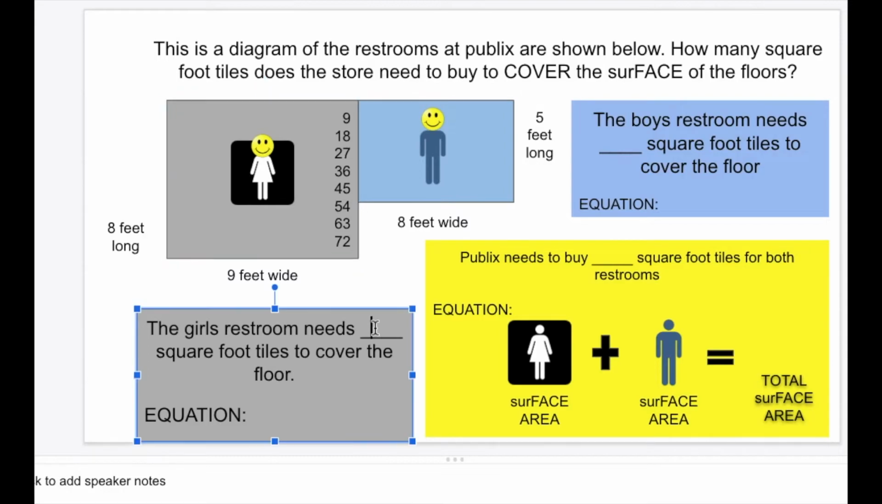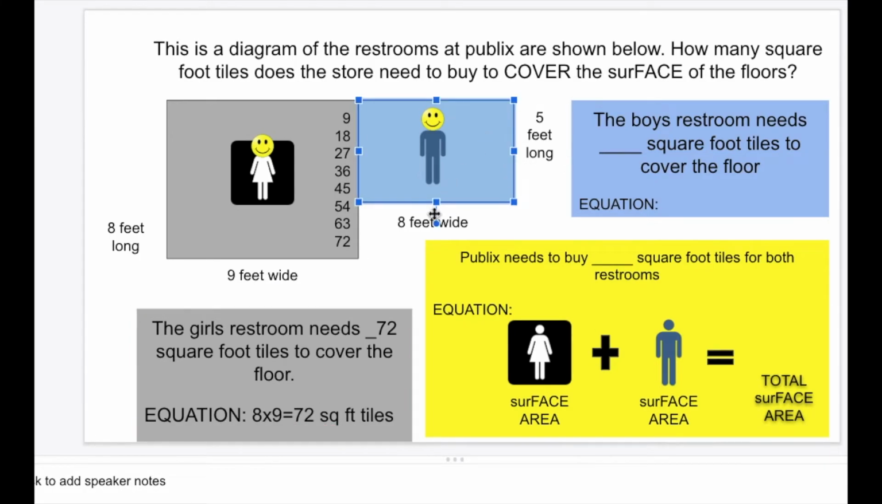So over here down in the bottom box, we would write that the girls' restroom needs 72 square foot tiles to cover the floor, and the equation would be 8 rows of 9 equals 72 SQFT tiles. Do the same thing with the boys' restroom.